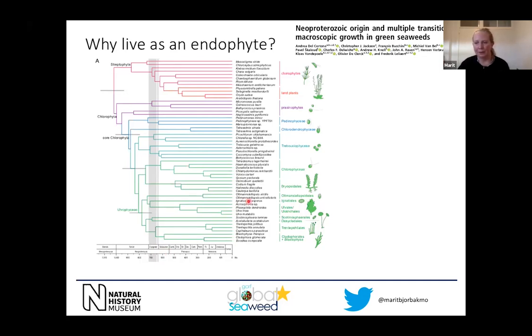And some earlier studies have hypothesized that the evolution of multicellularity and macroscopic growth in the Ulvophyceans may have been triggered by the introduction of novel grazing pressure by animals in the late Cambrian and Ordovician periods. And we also now hypothesize that the evolution of endophytism in some Ulvophyceans may also have been triggered by the same factors, as a sort of survival strategy during the glaciation periods and/or to escape grazing.